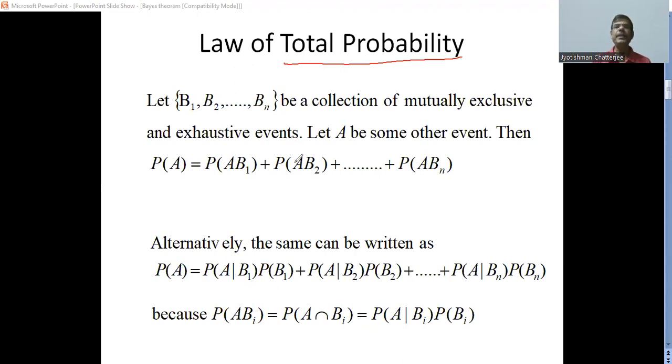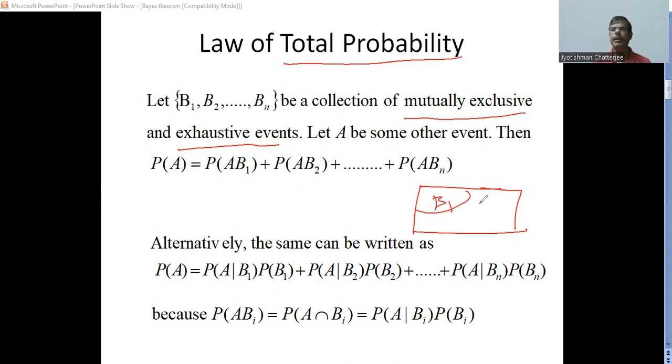Suppose B1, B2, up to Bn is a collection of mutually exclusive as well as exhaustive events. That means the diagram is like this. Say here is B1, here is B2, here is B3, here is B4, and so on, and here is Bn. So they do not intersect with each other. At the same time, their union covers the whole sample space.